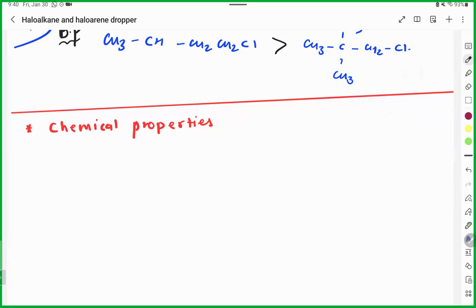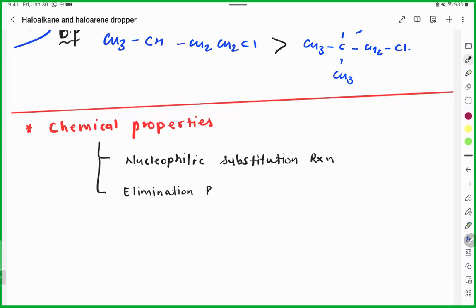First, you talk about the nucleophilic substitution reaction: how a nucleophile will substitute our halide part or halogen part. Second, if you use KOH in alcoholic condition, then you will use the elimination method. Dehydrohalogenation reaction is very popular.